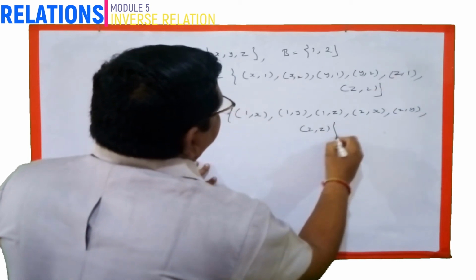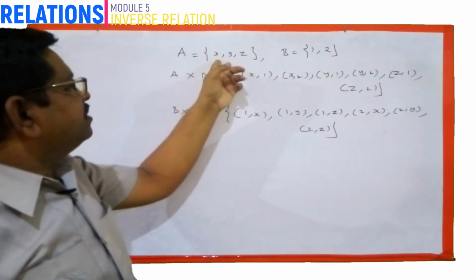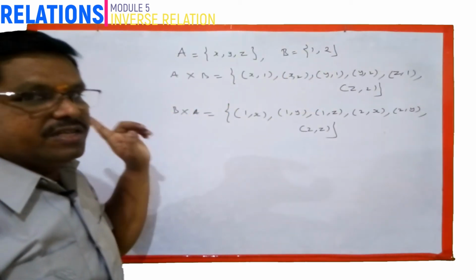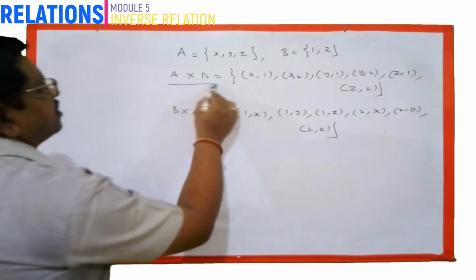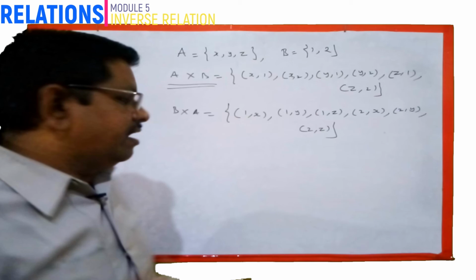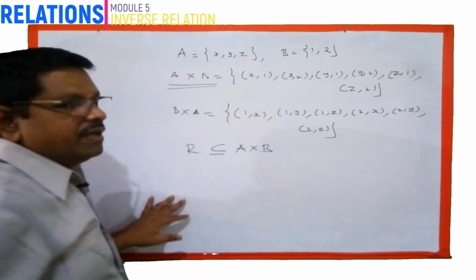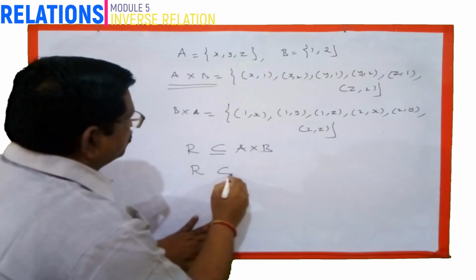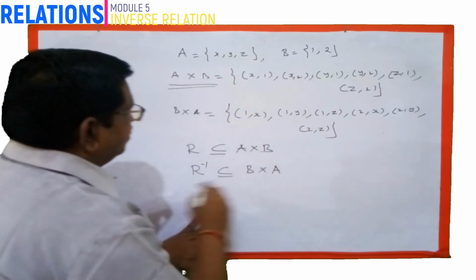Check it. Here A cross B, we have taken all the first elements from set A, second elements were taken from set B. Here B cross A, we have taken all the first elements from set B and second elements from set A. Now, whatever the ordered pairs you are taking from A cross B, they all are present in the relationship R. So we call R as a subset of A cross B. Whatever the elements you are taking from B cross A, they can be taken into another relation, say that is R inverse, which is called as inverse of the relation R.